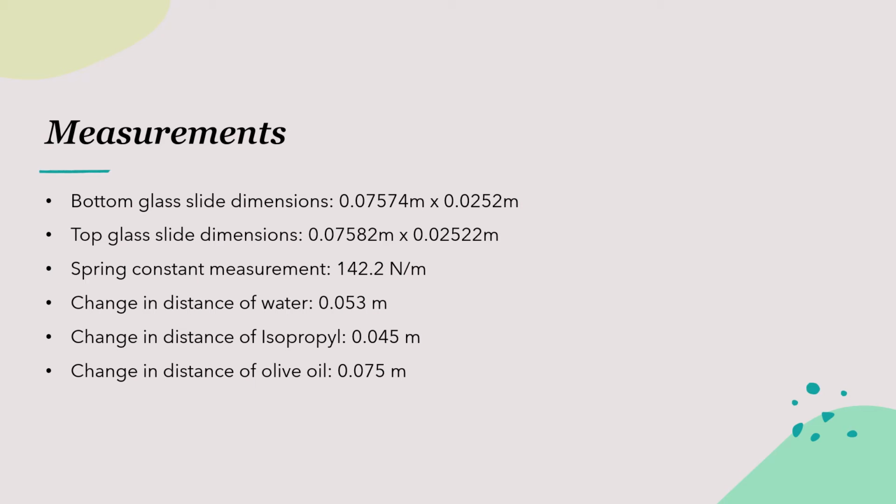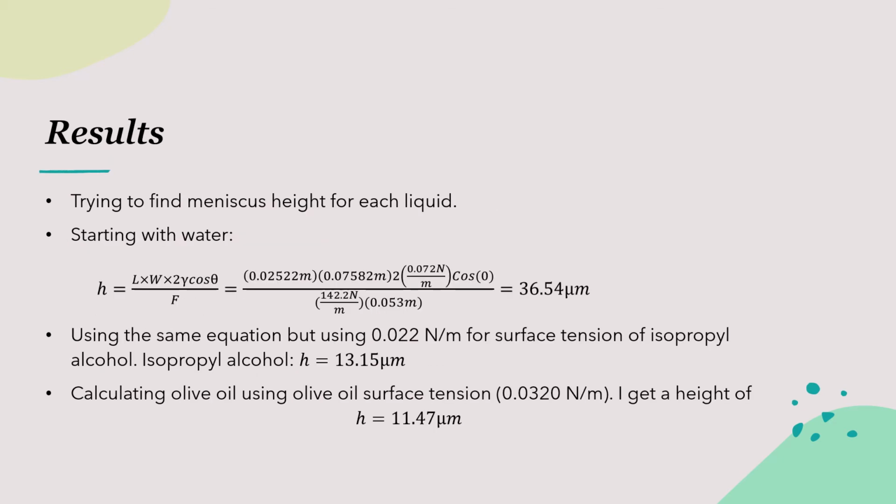In the experiment, the change in spring distance for water, isopropyl, and olive oil was 0.053, 0.045, 0.075 meters respectively. Using the measurements I obtained from the experiment and water surface tension of 0.072 newtons per meter, I measured water's meniscus height to be 36.54 micrometers.